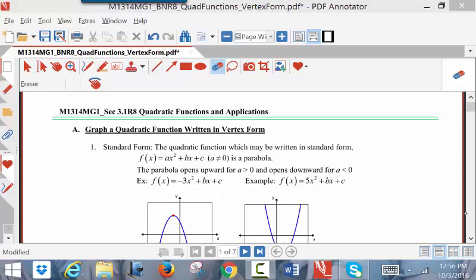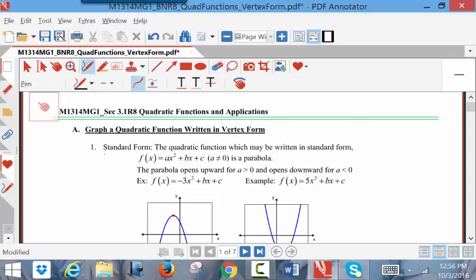Okay, so today we're jumping into chapter 3, and we're going to talk about quadratic functions. And quadratic functions are the x-squared equations. So we have these two forms of a quadratic function. The first one is the standard form, which is this ax squared plus bx plus c stuff. This is our standard form of the equation, where a is a number, b is a number, and c is just a number.